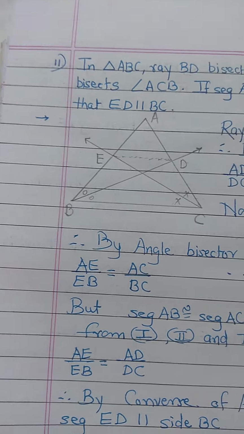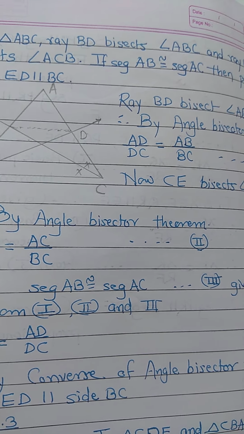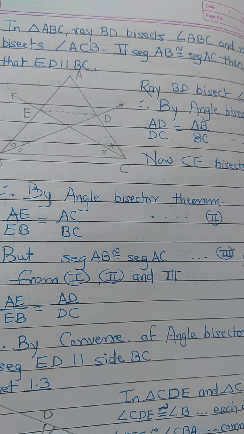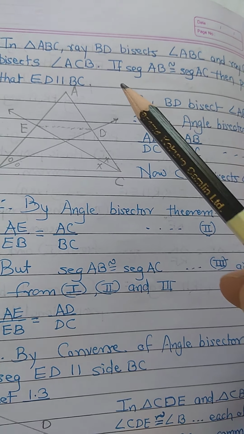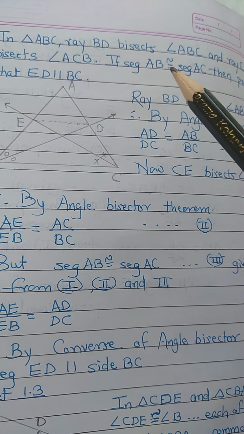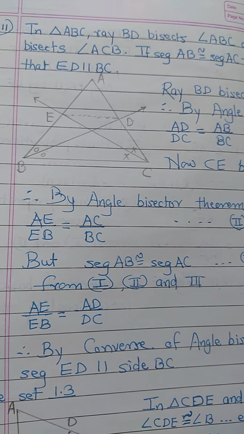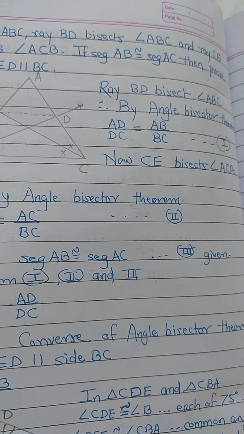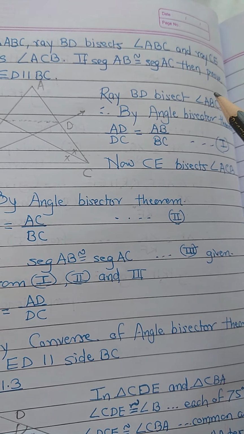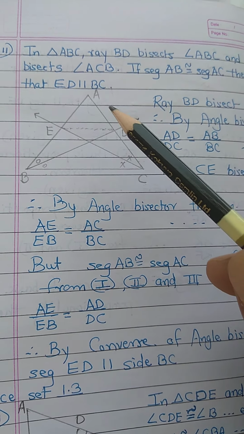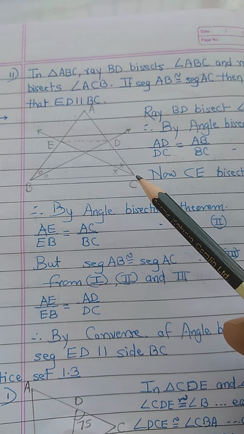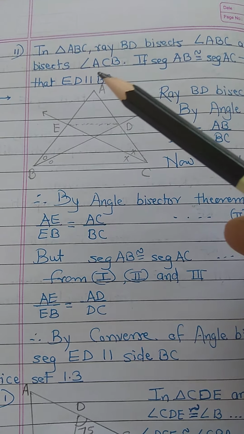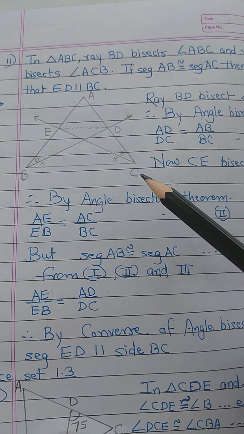Now question number 11. In triangle ABC, ray BD bisects angle ABC and ray CE bisects angle ACB. If segment AB is congruent to segment AC, then prove that ED is parallel to BC. As ray BD bisects angle ABC, therefore we can say that AD upon DC equals AB upon BC.